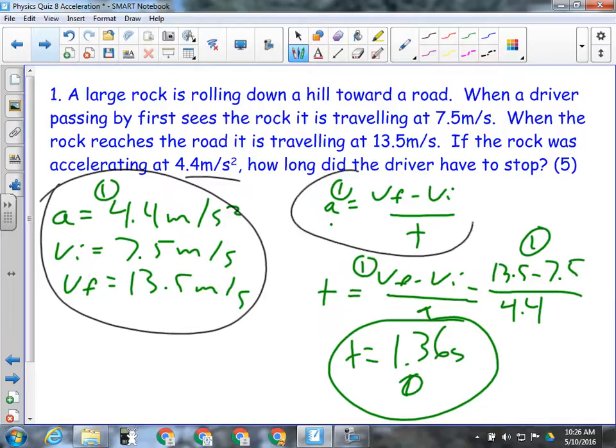Give them another mark for selecting the correct formula: a equals vf minus vi over t. In order to solve for t, I first multiply t over to this side and then divide both sides by a. Give them a mark for the correct manipulation, and a mark for plugging in the numbers correctly: 13.5 was our final speed, minus 7.5 our initial speed, divided by our acceleration, 4.4. Their fifth and final mark is that he had 1.36 seconds to react.